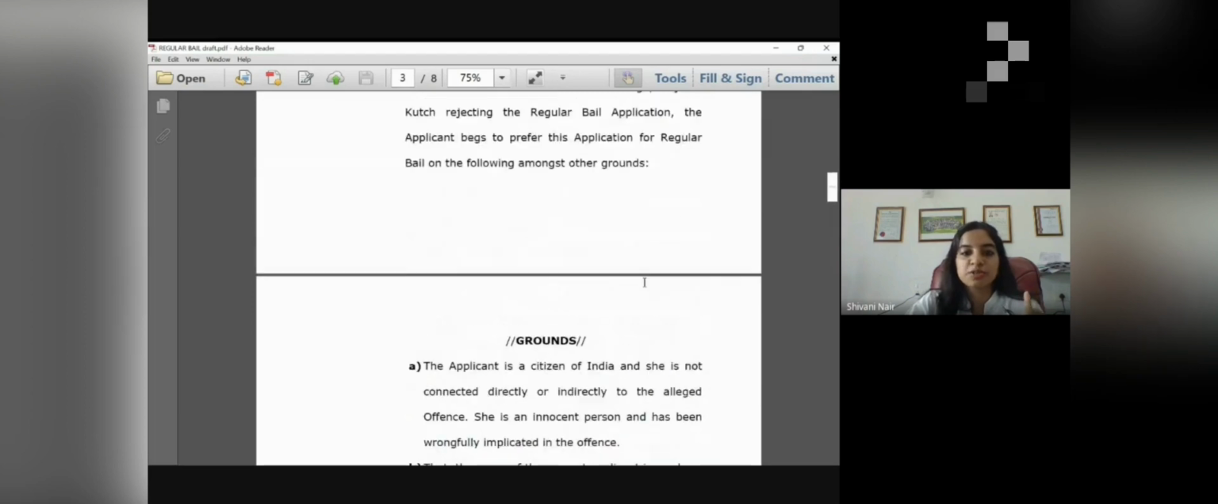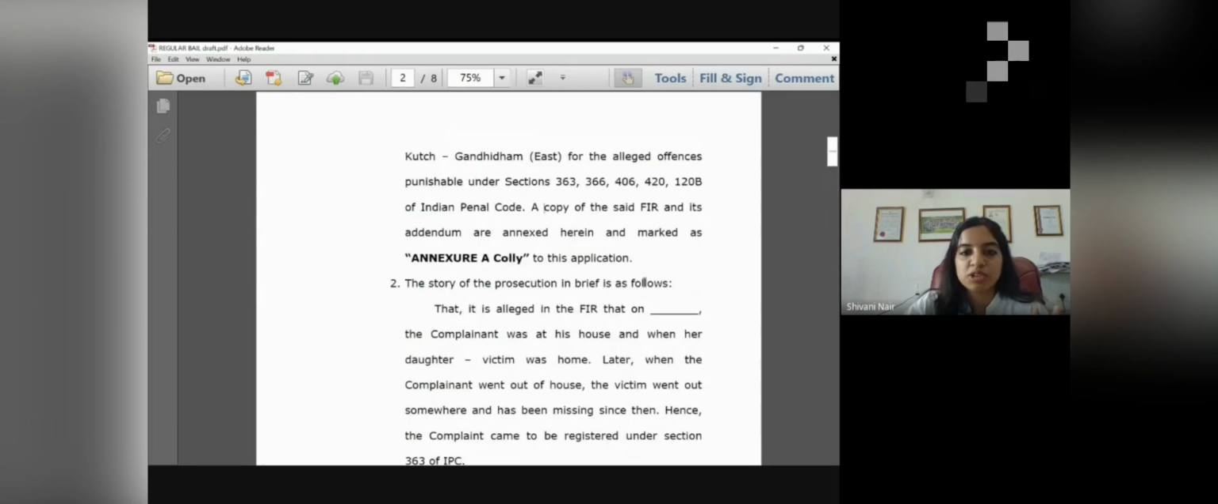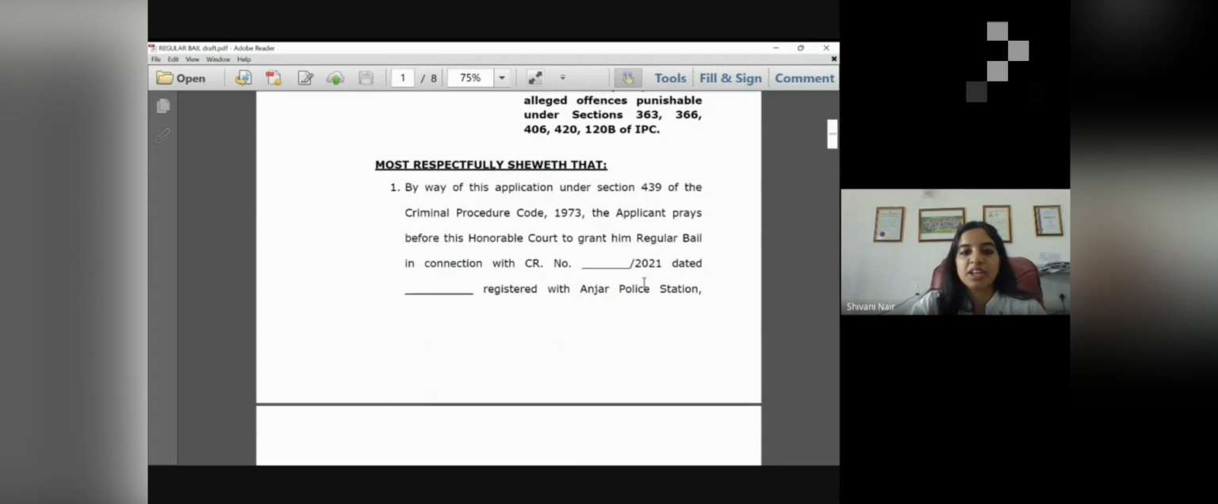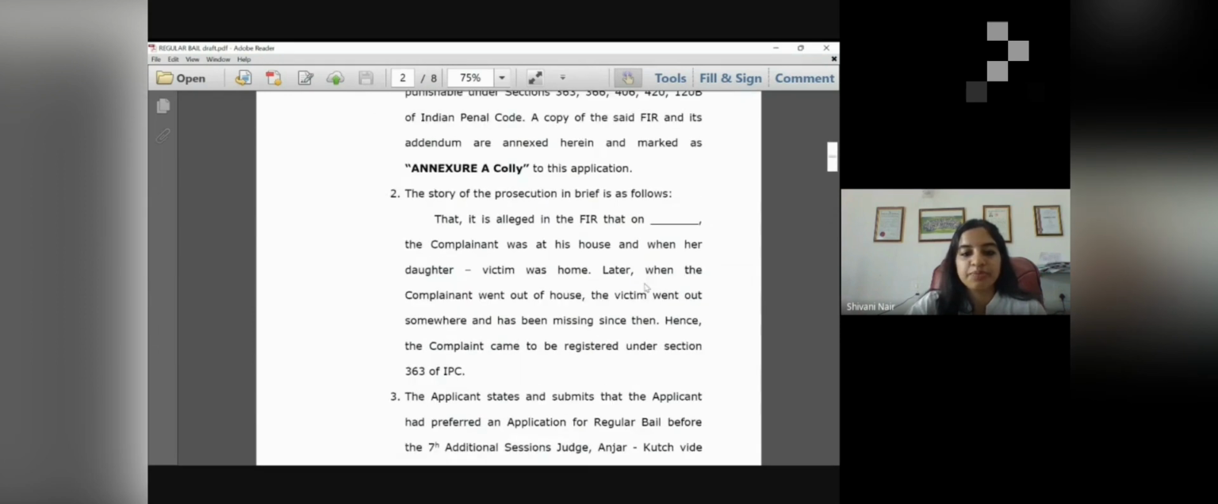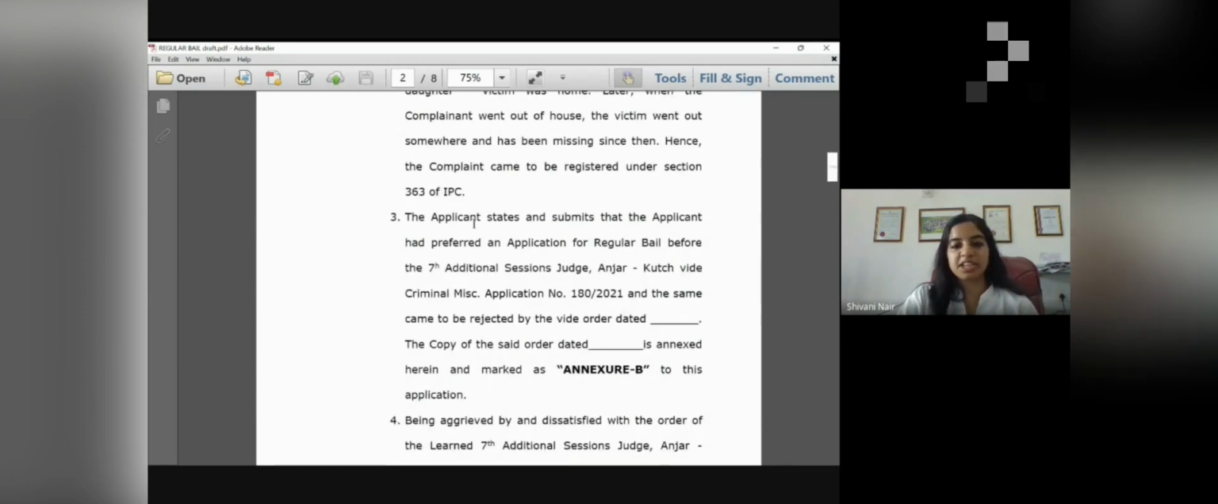the initial first two paragraphs that I stated also remain almost the same, where you write where the person was arrested and which court had rejected the bail, and in front of which court you are appearing for the regular bail, and then you annex those copies to the application mentioned herein. So this is what regular bail was. Any questions?